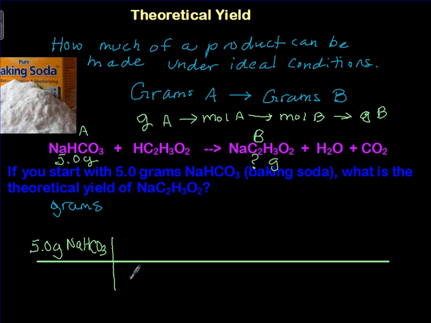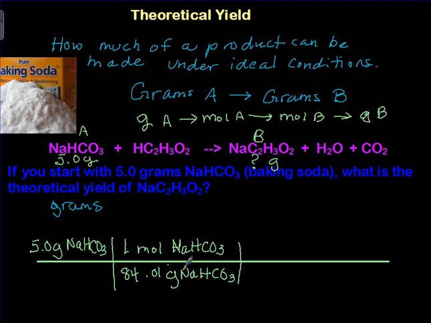And the molar mass of baking soda is 84.01 grams of NaHCO3. Okay. So I've calculated that's my molar mass, and I know that the molar mass is the number of grams in 1 mole. Oops, NaHCO3.